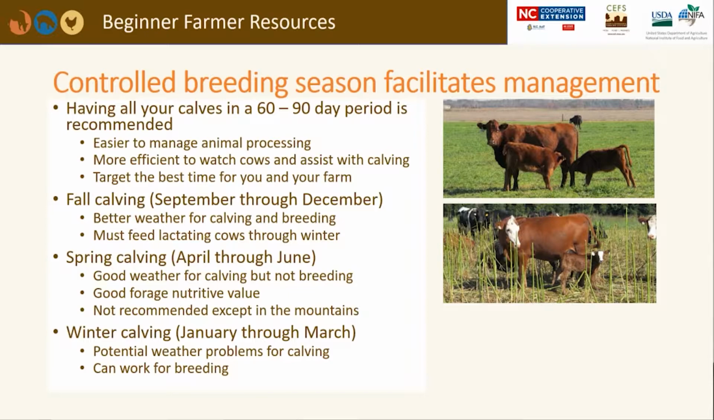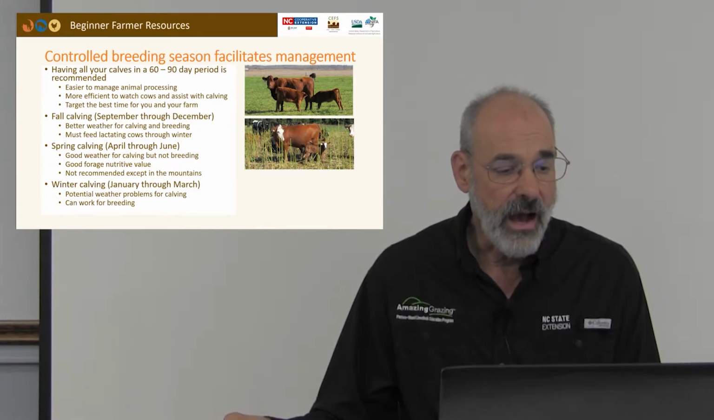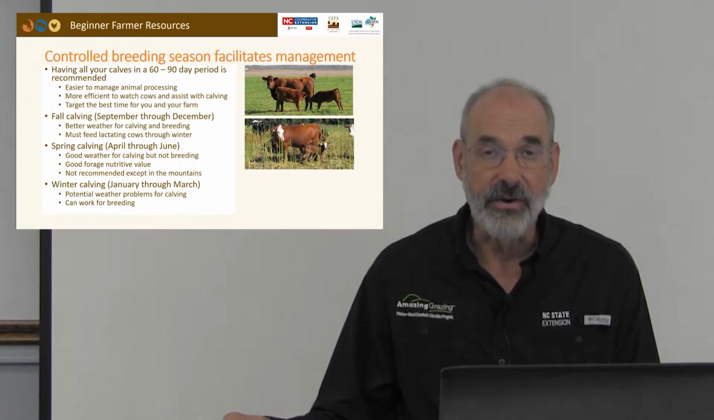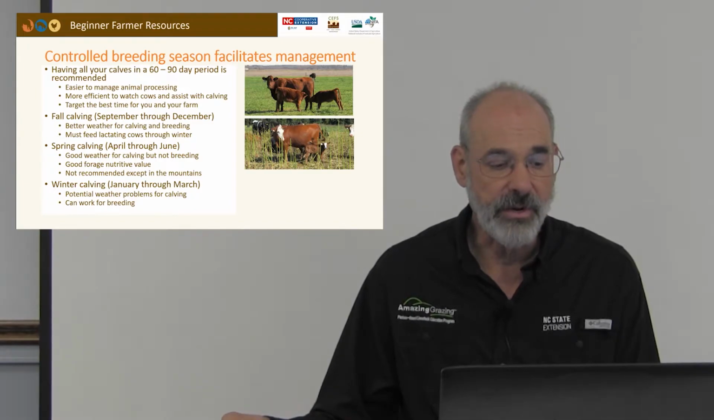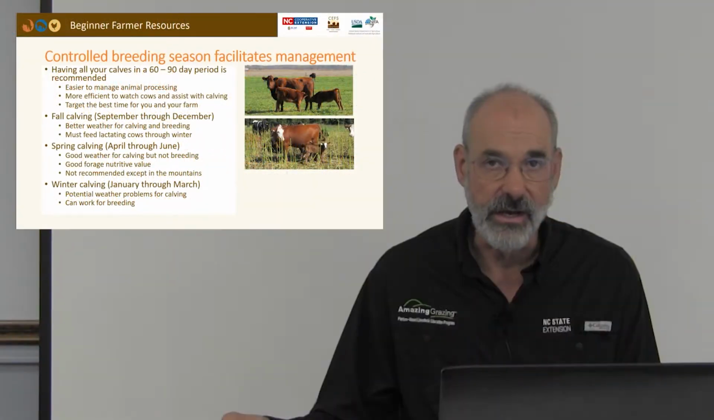Spring calving is common in some parts of the country, especially in the west and the northern regions, and this would occur between April and June. Now, this allows very good weather for calving, being late spring and on into the summer. And it's very good for forage nutritive value. The forage will oftentimes be of its highest quality and quantity during the springtime of the year. However, in North Carolina and much of the eastern U.S., it is not recommended except for in the mountains. Other than that, the disadvantages and the advantages of the system point towards other calving seasons.